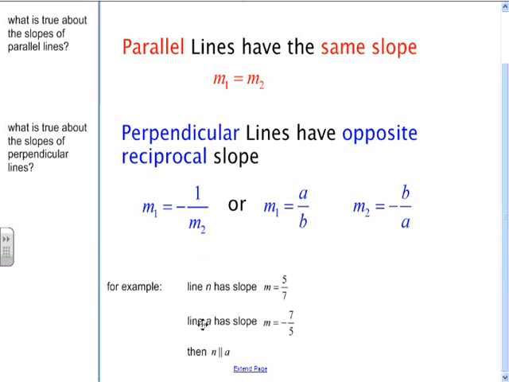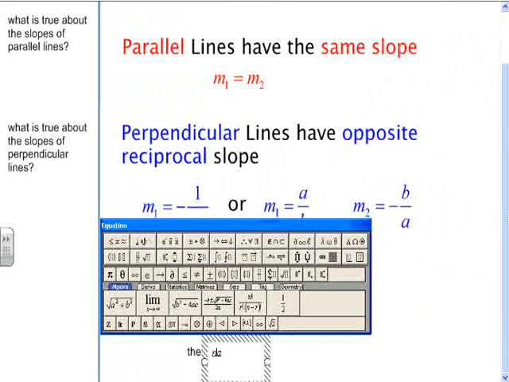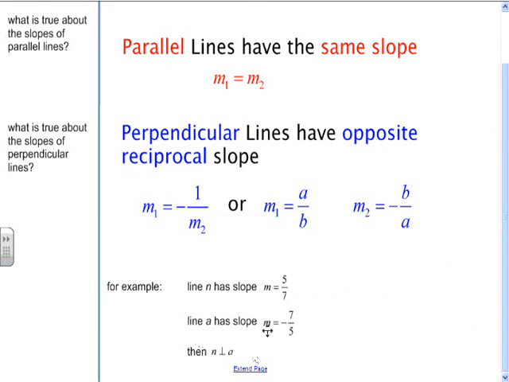All right, so for example, let's say line N had a slope of 5 over 7, and line A had a slope of negative 7 over 5. Then I have the wrong symbol in here. Let's fix that. There we go. I would say that line N was perpendicular to line A. See how we have 5 over 7 and then negative 7 over 5? Their slopes are opposite reciprocals.